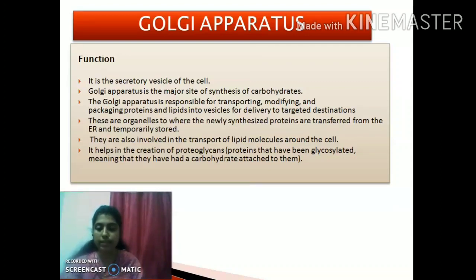Clear? The next is, it also helps in the creation of proteoglycans. Now, what are proteoglycans? These are nothing but proteins which have been glycosylated. That means proteins where some carbohydrate molecules have been attached. Such molecules are termed as proteoglycans. So the Golgi apparatus also helps in the creation of proteoglycans. There are several more important functions of the Golgi, but these few are the most important ones. Try to remember all of this. Clear?